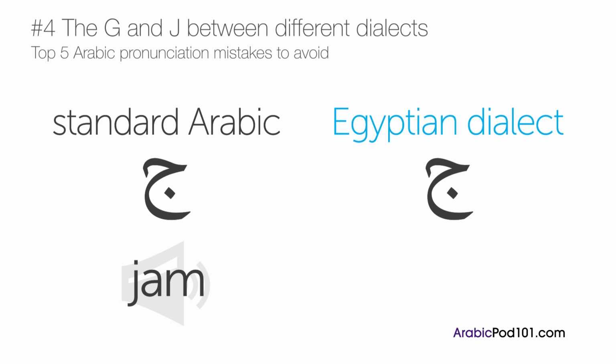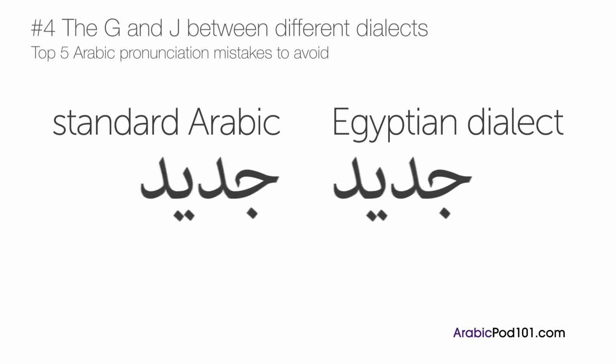the Egyptian dialect. The Egyptian dialect, however, is one of the most widely understood dialects of Arabic because of the wide popularity of Egyptian media and movies. In Egyptian Arabic, this letter is pronounced like a regular English G, as in game. Let's listen to the difference one more time.